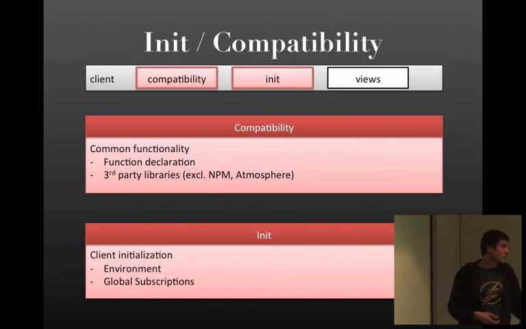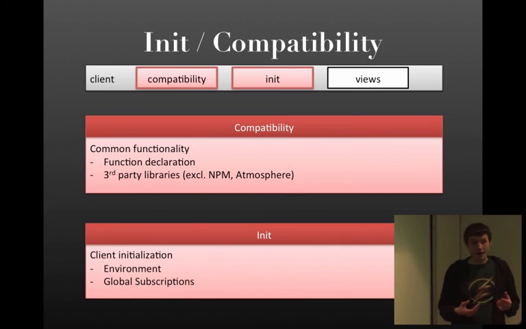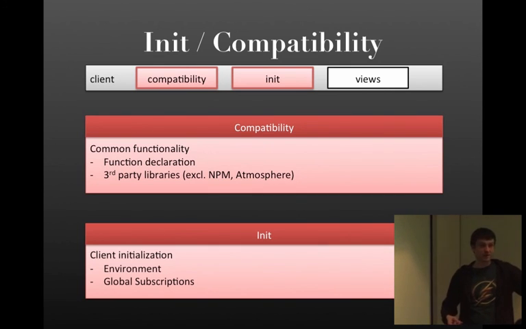And as I said before, client initialization is basically environment and global subscription. So for instance, the client usually doesn't know if it's a development or production environment. So what I do at the beginning is just make a server call. The server reads the process variable, finds out which type of environment it is, sends it back to the client, and the client stores it in the session. You will always have it available, just as an example of what you could put there.